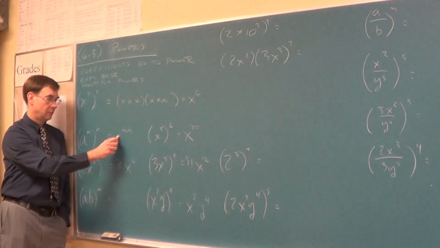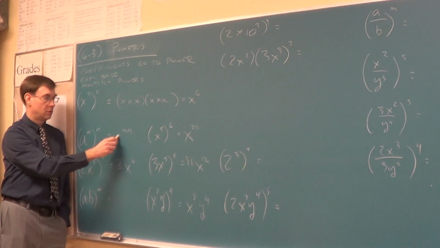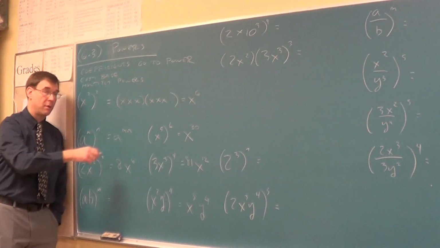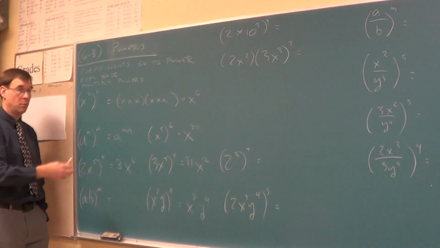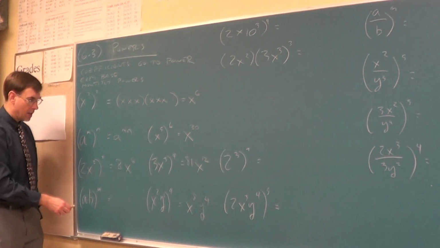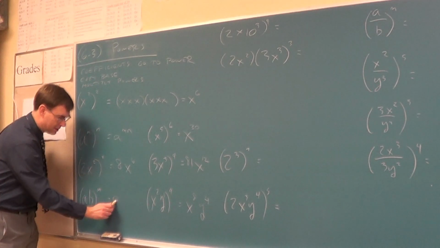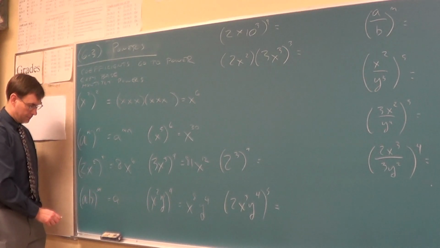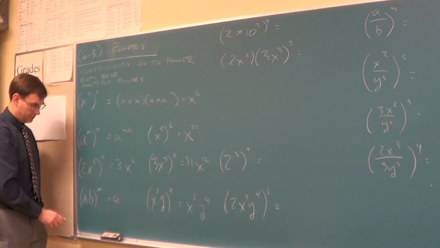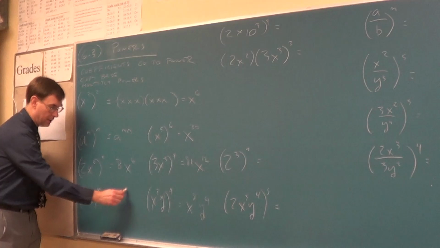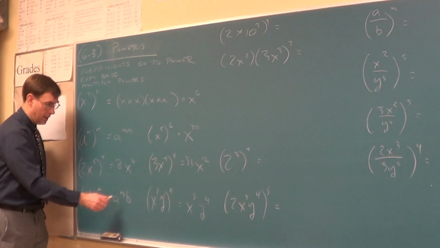The base would be A, just an A. Never change the base. So this had an A, keep it. Just multiply the powers. If you can't multiply them, just put it like a multiplication problem. How about this A? M, because invisibly this had a 1, and the B to the M.